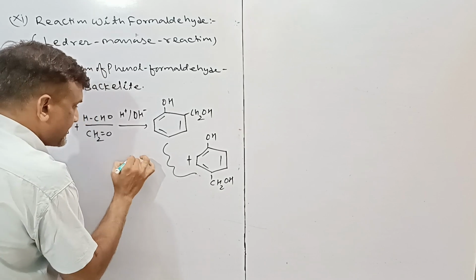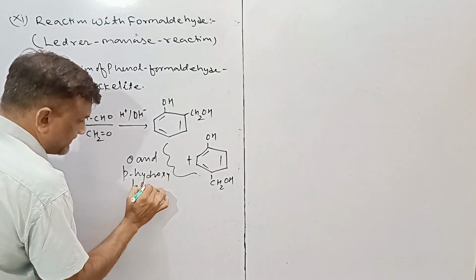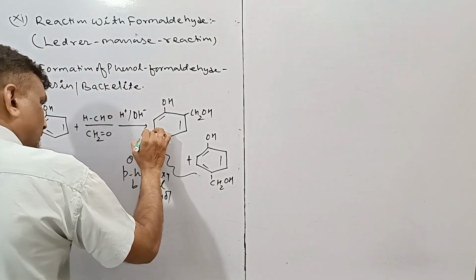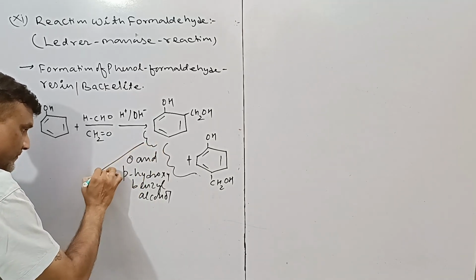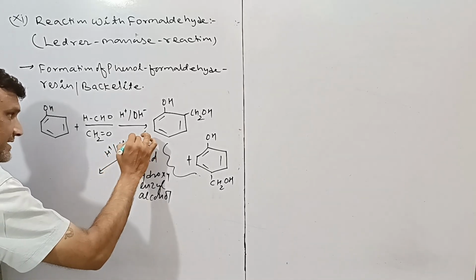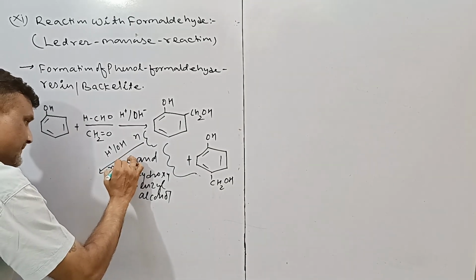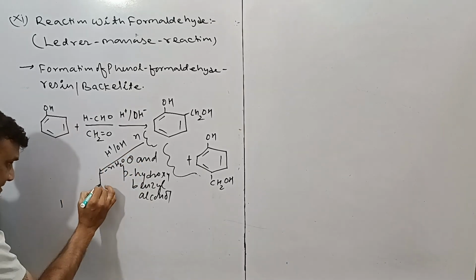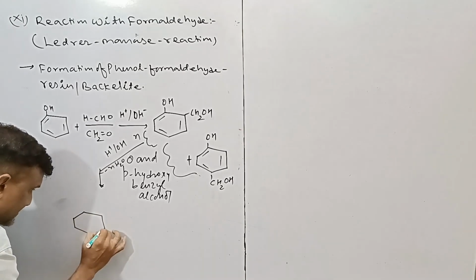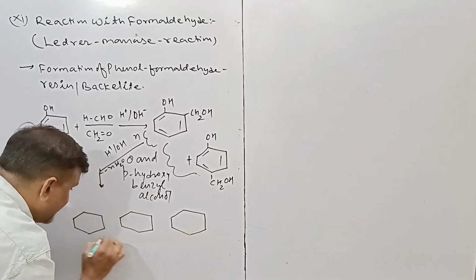Ortho and para hydroxy benzyl alcohol. If we take only the ortho isomer, then in the presence of again a slight amount of acid or base, there will be removal of an H2O molecule for just the ortho isomer, and here there will be formation of one of the linear polymers like this. This is the structure of the linear polymer if there is only the ortho isomer.